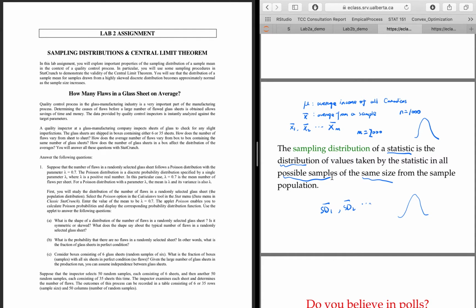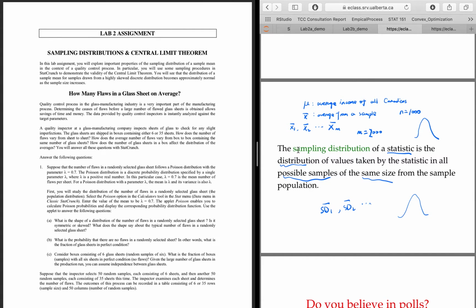The whole idea is that the population is too big, so we take a sample. But imagine you can take multiple samples, and for each sample you compute the statistic, for example the mean. Then you would get multiple sample means, which would look similar but not exactly the same. You can visualize them with a histogram, and the shape of the histogram, the distribution, is what we call the sampling distribution.